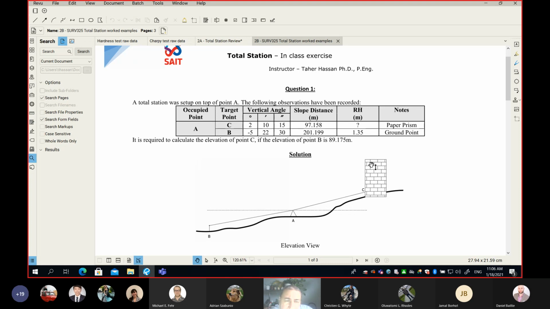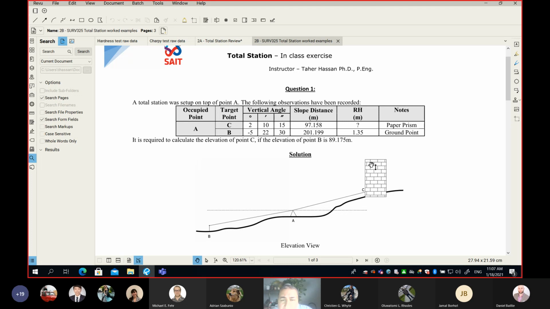So for example, look at the first column. The first column is called occupied point. And this word occupied point means where was my total station. So looks like my total station was above point A, and I have only one occupied point. It means it's only one setup. And then I have two target points. So looks like I shoot point C and point B, and I recorded some observations.